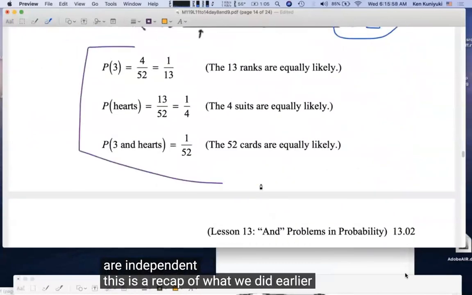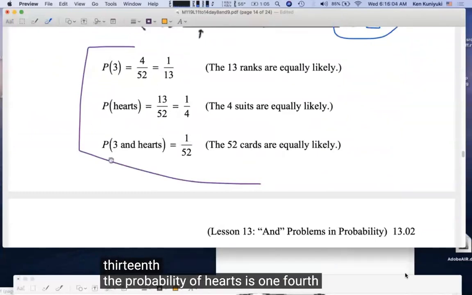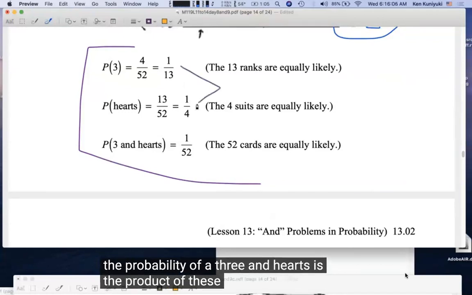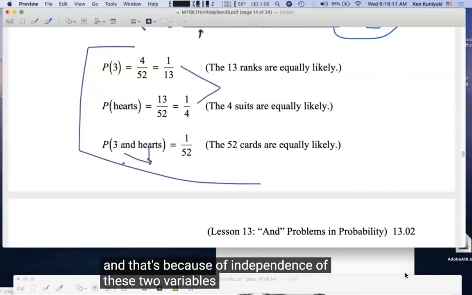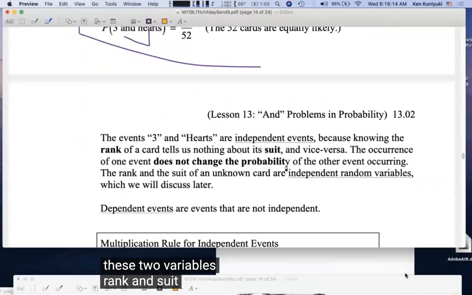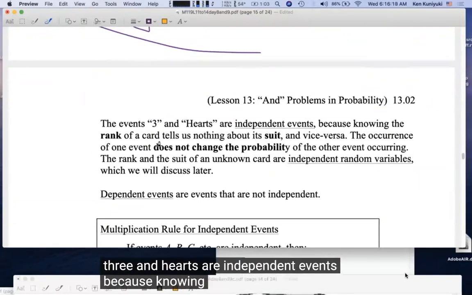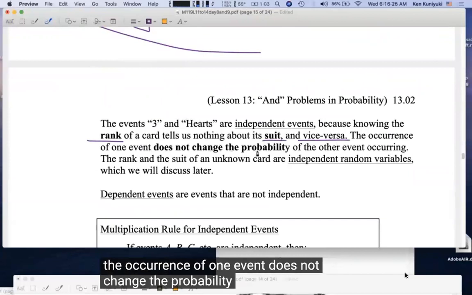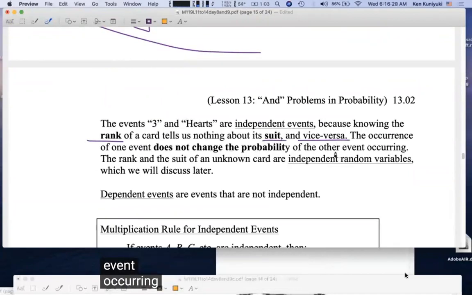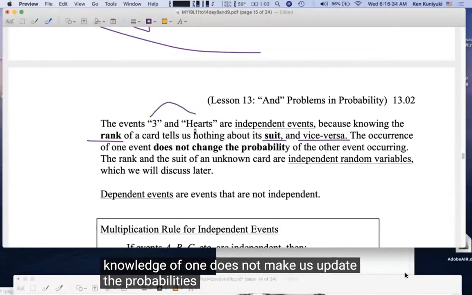This is a recap of what we did earlier. The probability of a 3 is 1/13. The probability of hearts is 1/4. The probability of a 3 and hearts is the product of these. It's 1/13 times 1/4, and that's because of independence of these 2 variables, rank and suit. The events 3 and hearts are independent events because knowing the rank of a card tells us nothing about its suit and vice versa. The occurrence of one event does not change the probability of the other event occurring. In this case, 3 and hearts. Knowledge of one does not make us update the probabilities for the other.